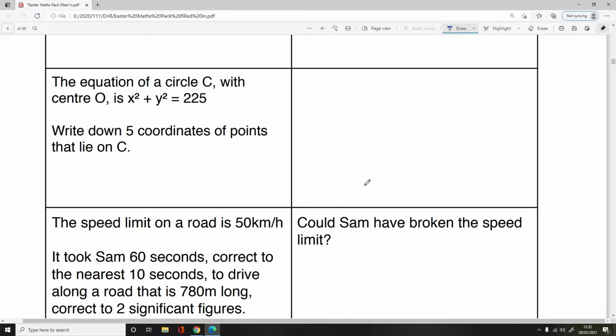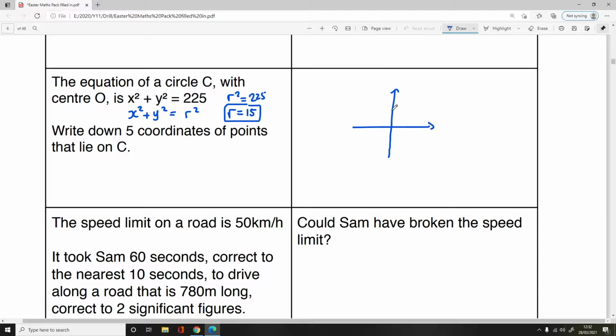Equation of a circle. Okay, so what you should know is that the equation of a circle is x squared plus y squared equals r squared. So that's telling us our radius squared is 225, and we could square root that to get that the radius of the circle is 15. What do we need to do? We need to find 5 coordinates of points that are on the circle.